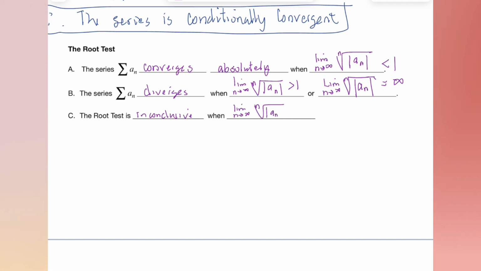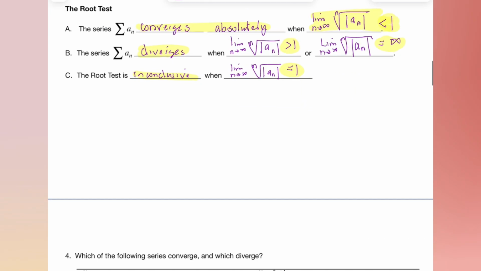So it's the same rules, but instead of doing a ratio, a sub n plus 1 over a sub n, what we did for the ratio test, we're now doing a root, taking the nth root of a sub n. That's the only difference. The rules are the same. It converges absolutely when that limit is less than 1. It diverges when that limit is greater than 1. Inconclusive when that limit equals 1. This one works best if we have a series that involves some number raised to a nth power.